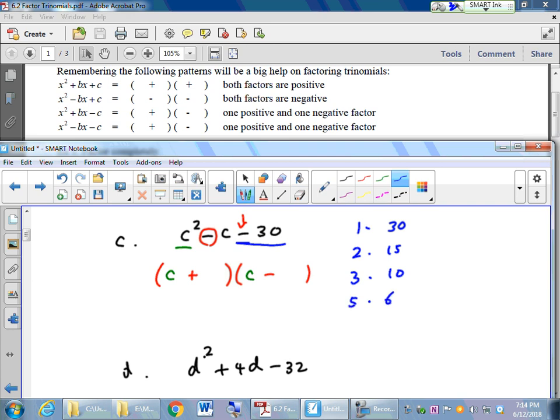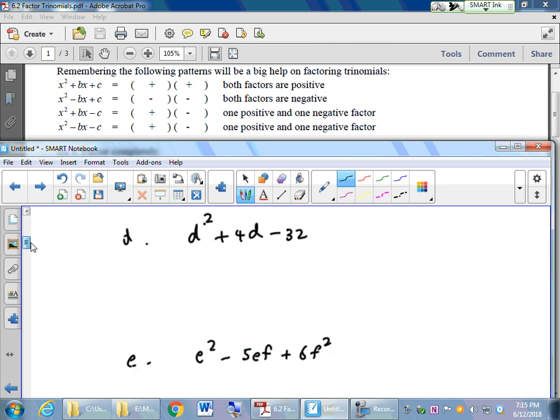Among these factors, I can see that when we multiply together, that will be 30, and when we subtract, that will become negative 1, because this right here tells you to subtract. We want the negative to be bigger, so it must be negative 6 and positive 5. Positive 5 and negative 6 will give us negative 1. That will be our final answer.